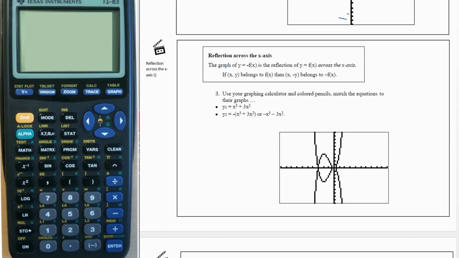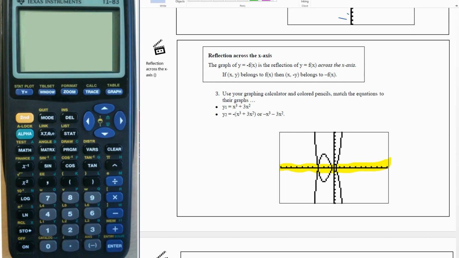Here we're going to talk about reflecting something across the x-axis. So if we look at our x-axis, here's our x-axis. What we're talking about here is reflecting it, flipping it across the x-axis.